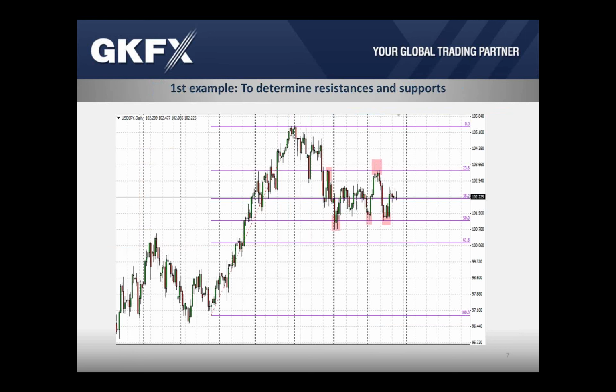Here is an example on USD/JPY, a daily chart, and Fibonacci was really useful to determine resistances and supports. The first retracement, 23.6, was used to define support. As you can see, the exchange rate bounced 2 times below the resistance.